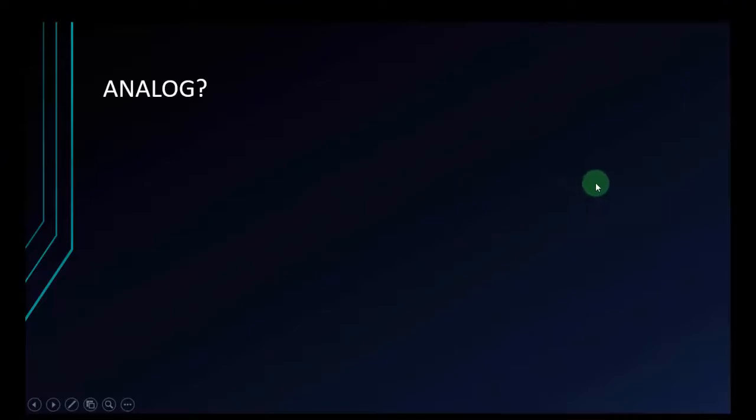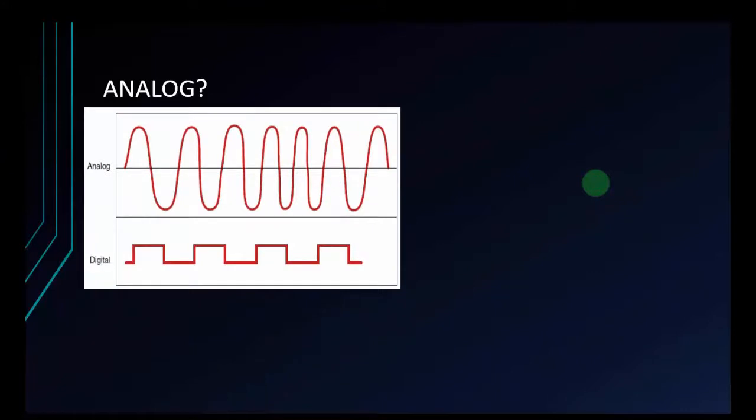The analog signal is a continuous signal. The analog signal graph is a sine, cosine, or any up and down curve like this. This graph is a representation of the analog signal physically, and this is a representation of the digital signal.